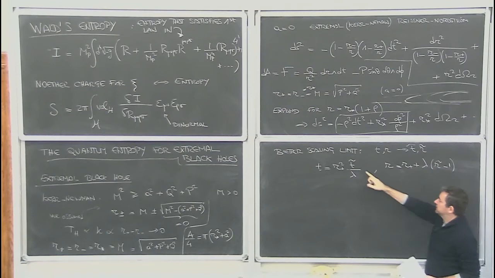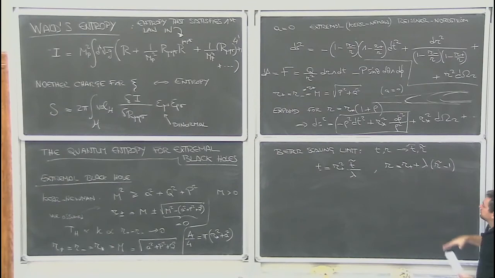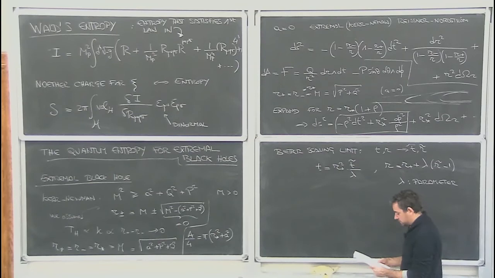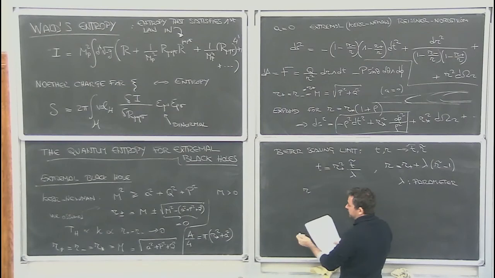But okay, this is just for convenience. Lambda is a parameter. What am I doing here? I'm just rescaling the coordinates a bit in such a way that I have a parameter there, and then I want to take the parameter to zero at the end. Because this parameter, I have to define what it is. I also relate this to the distance between the inner and outer horizons.